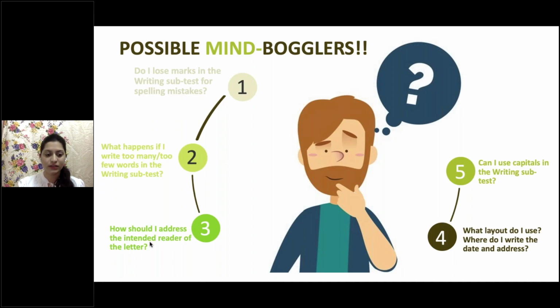How should I address the intended reader of the letter? You should always use the title and address details specified in the task instructions. Please don't add your own. It'll always be mentioned in the task. Use the same.